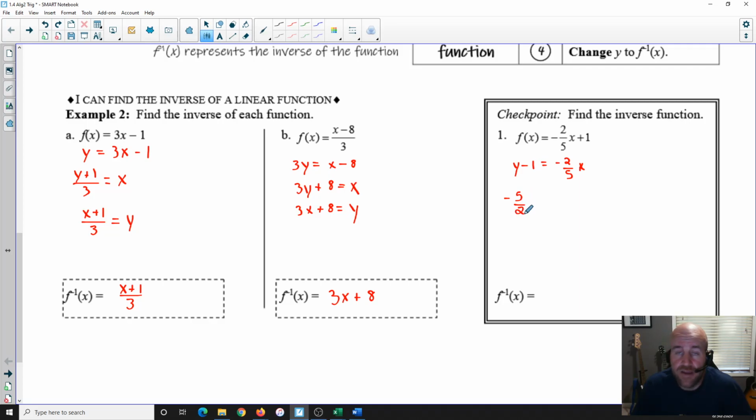So negative 5/2. So we get negative 5/2 times the entire left-hand side. So we have to put that left side in parentheses. Equals x. Now we can flip the x and the y.